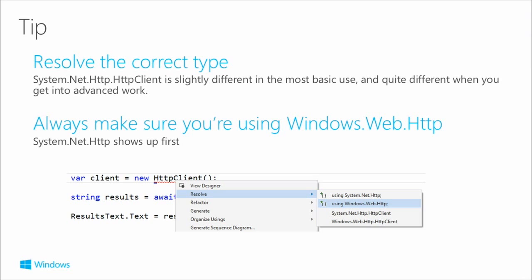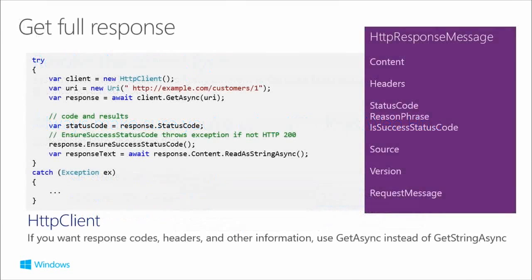But the better one is Windows.Web.Http, which is the Windows Runtime API. So just make sure when you're using it, you resolve to the right type. And we recommend, in most cases, you're going to want to use Windows.Web.Http. In simple usage, like GetStringAsync, they're the same, but as soon as you get more complicated, their usage differs somewhat.